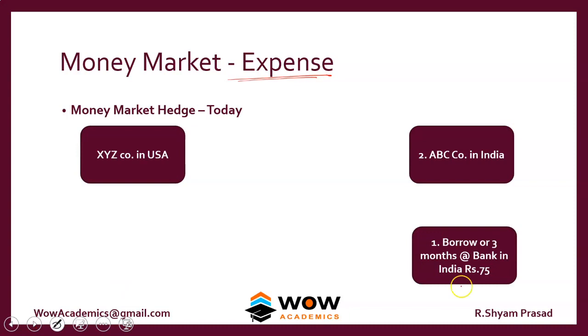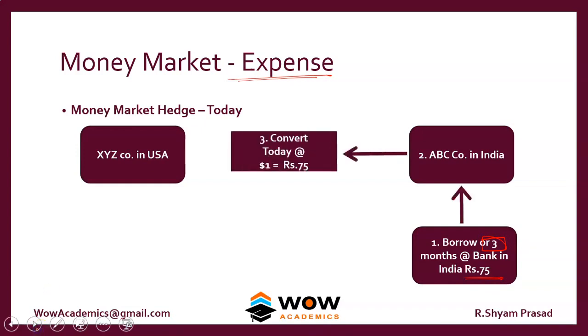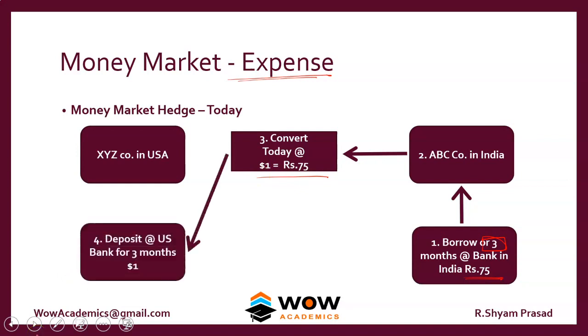The Indian company has to pay $1 to a foreign company, and to pay that today the conversion rate is 75 rupees. So they go to an Indian bank and borrow 75 rupees, and the payment has to be made in 3 months. So they first borrow this amount and then convert it today itself at 75 rupees to a dollar. And rather than paying the US company, they deposit the $1 in a US bank for 3 months.